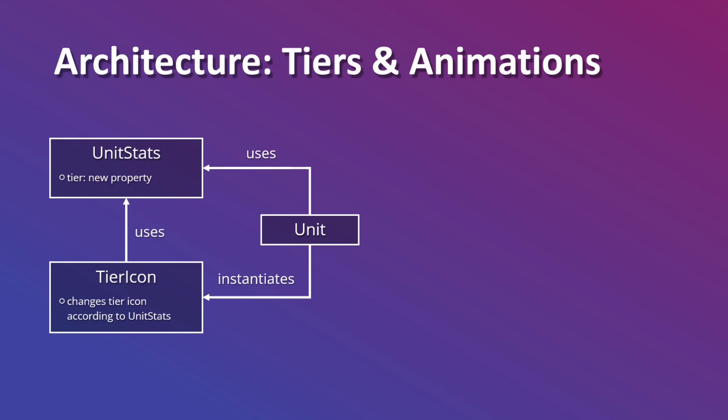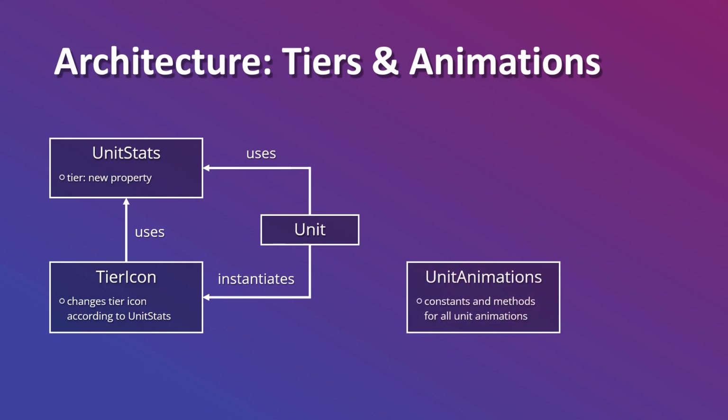The animation component is much more simple compared to this. It will be just a component, a plain old node like the other ones, which is solely responsible for, well, animations, right? So we'll have different constants and methods for all the unit animations that are inside the game. We could have done this inside the unit scene or the unit script itself, but in order to break it down into smaller manageable pieces, why not make it a component, right? Again, we have a relationship between the two. So the UnitAnimations component will be instantiated by all units in the game.